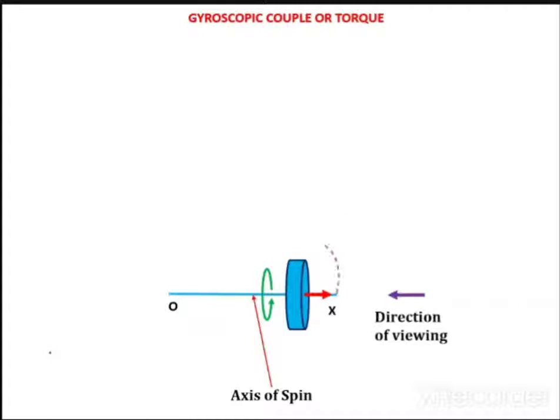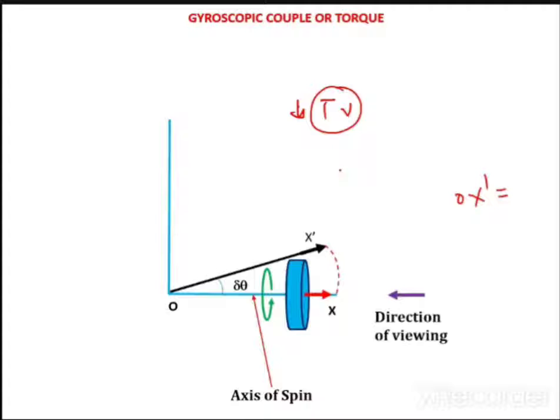Now let us say that the disc is spinning about a new axis of rotation, OX dash. What is OX dash? If you look from the top view, you can understand that whenever I am applying a torque, and I have already explained what torque is, the gyroscopic torque is the torque which is required to precess this OX.